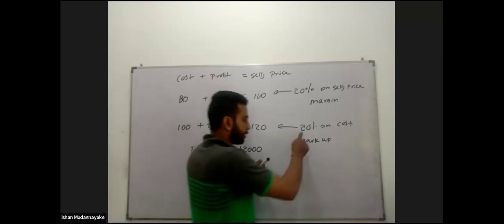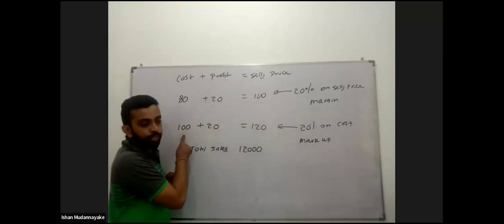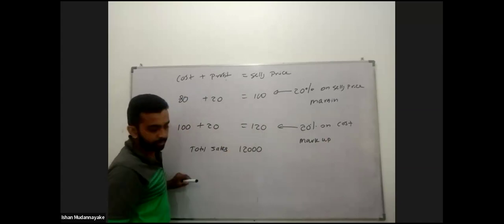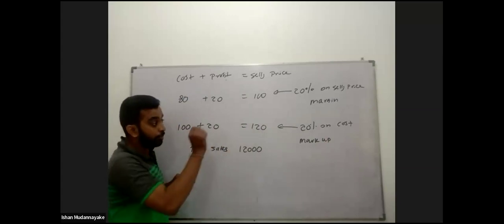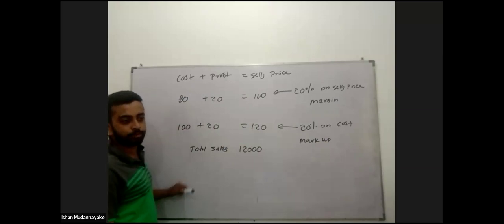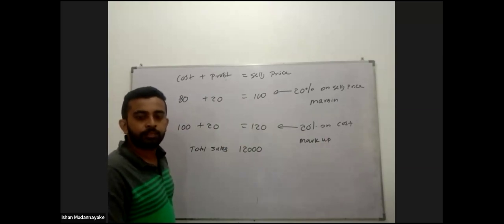On cost. Then 20% on cost, then cost 100. Cost 100, profit 20, sell price 120. That is called markup.